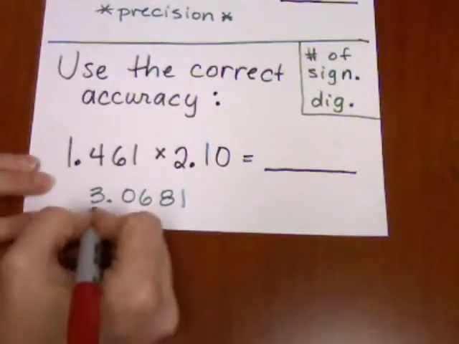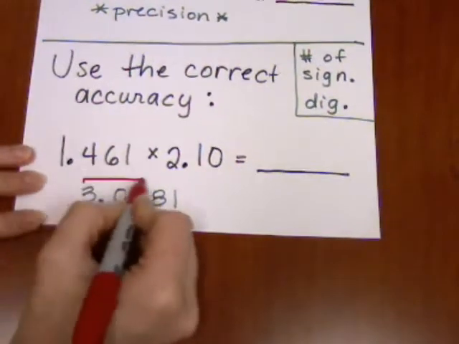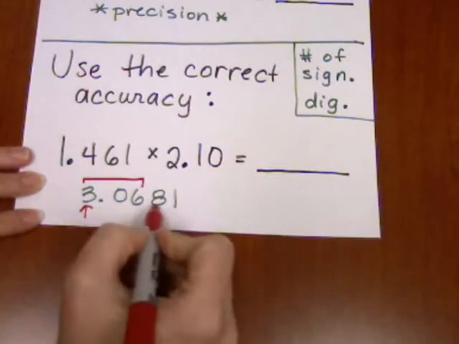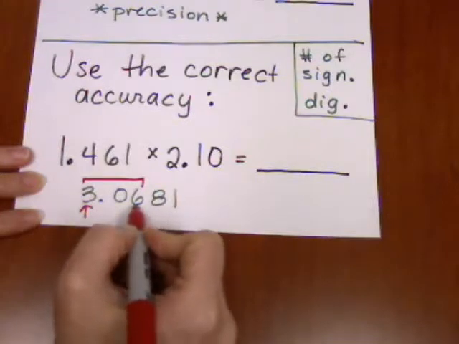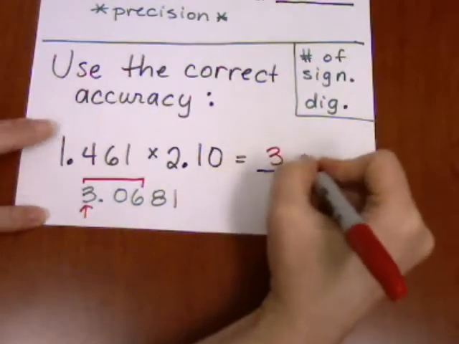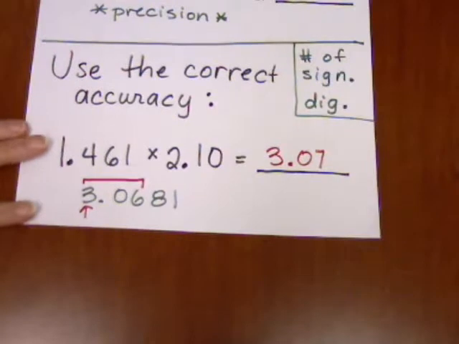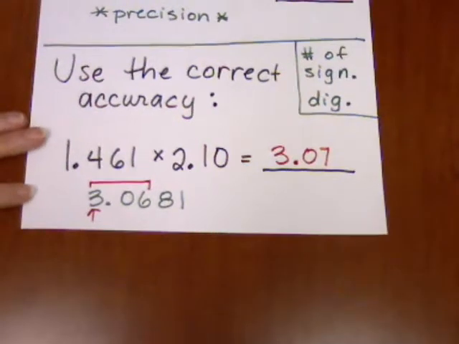Always start on the left, find your first significant digit, find your 3 including that one, and then decide whether you should round the 6 up or not. In this case it is 5 or bigger, it's an 8, so I'll round the 6 up to a 7, and I will report the answer 3.07. And when you're asked to use the correct accuracy, you're counting the number with the least amount of significant digits.